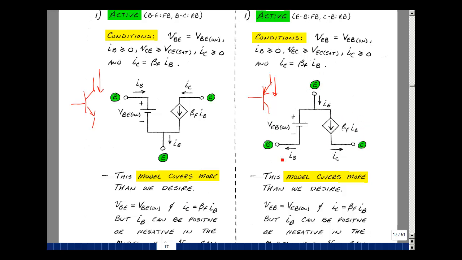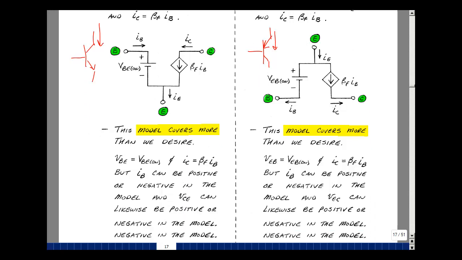Here too, this model covers more than my actual constraints up here. I'm going to need to check that I sub B is greater than or equal to 0, and now that V sub EC is greater than or equal to V sub EC sat. This is all written out on the bottom of this page.